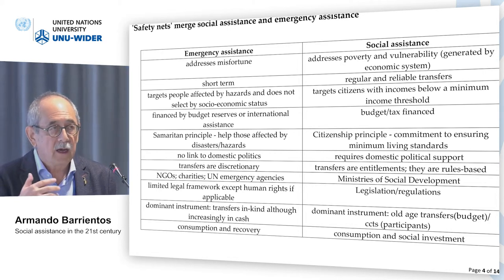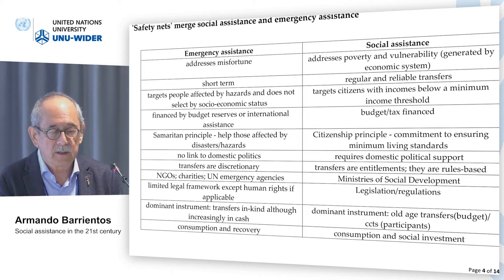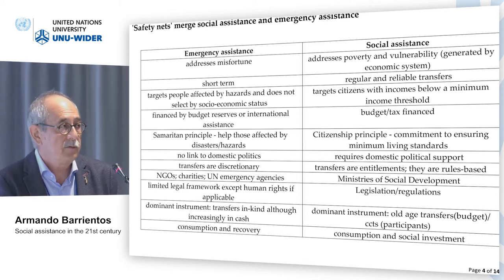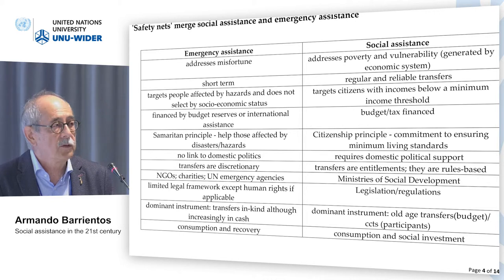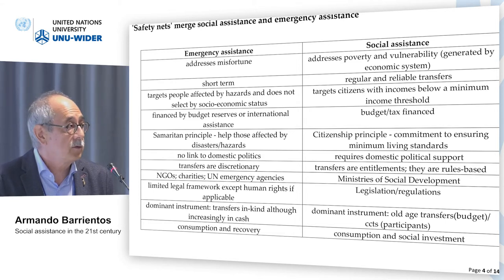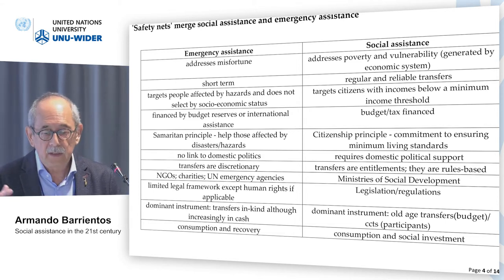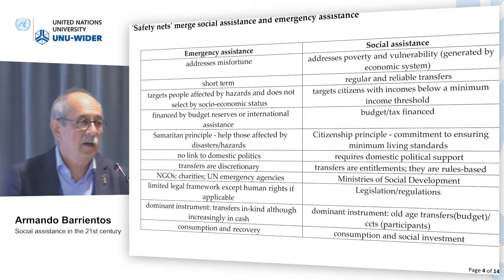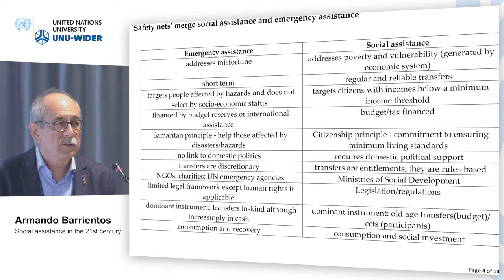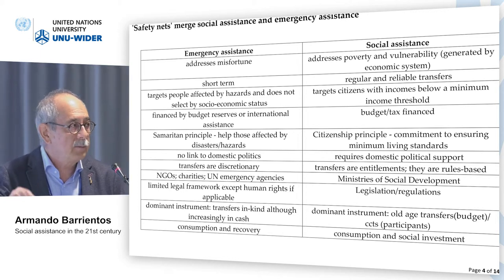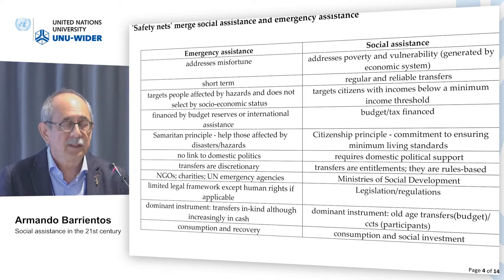If you look at the driving principle behind it, emergency assistance's driving principle is the Samaritan principle. When someone has had an emergency, or in cases of humanitarian assistance, you don't ask for the socioeconomic status of the people. You just help them. But on the other hand, social assistance is built around a citizenship principle, in which societies have a commitment to maintaining a minimum living standard.